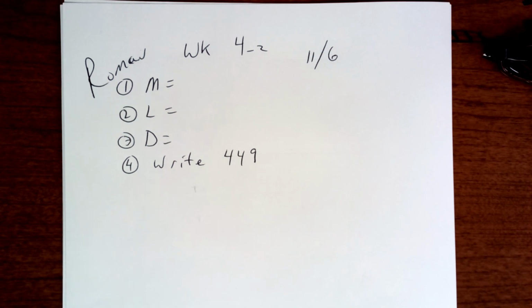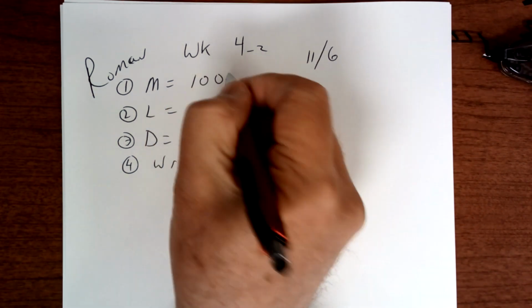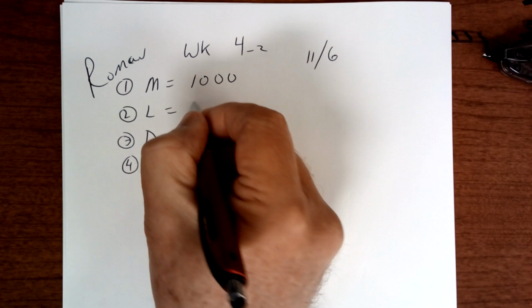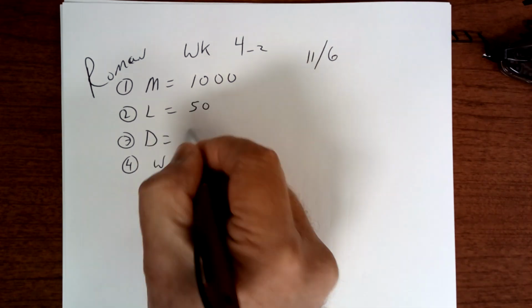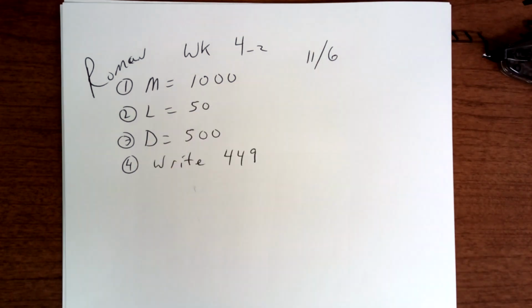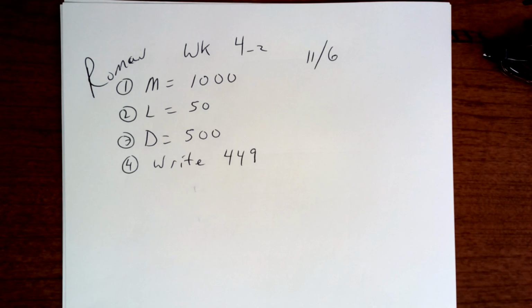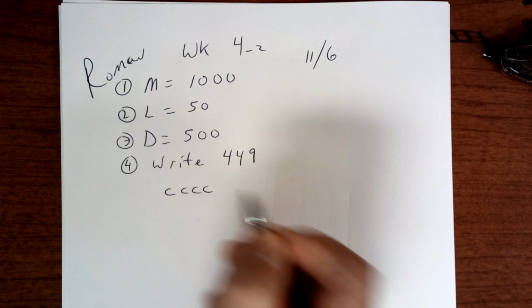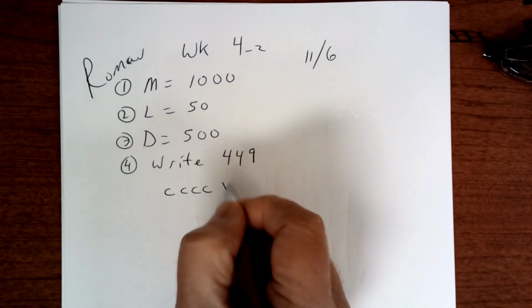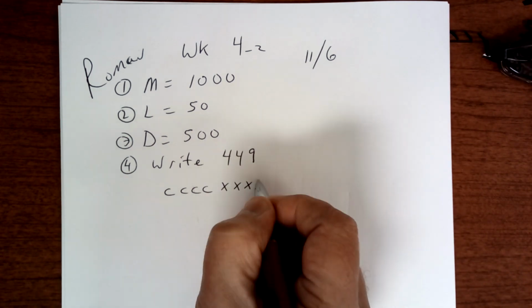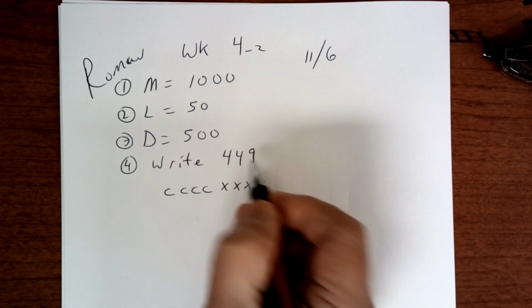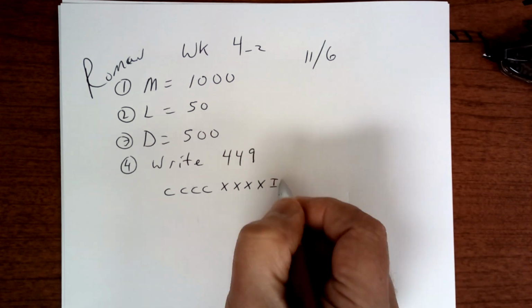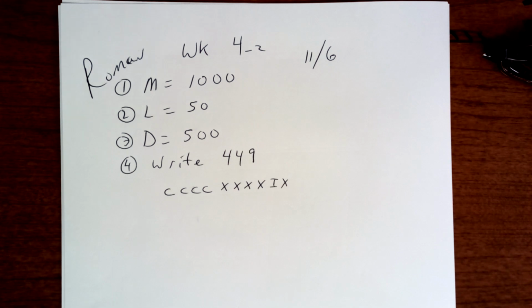Well, what does M mean? M is 1,000, L is 50, and D is 500. So how do you write this? Well, C is 100, so it's going to be four of these. And then 50 is going to be five X's. But we want to get rid of one, so we want to put an I and an X. That is the way I would do it, and you can check that online if you like.